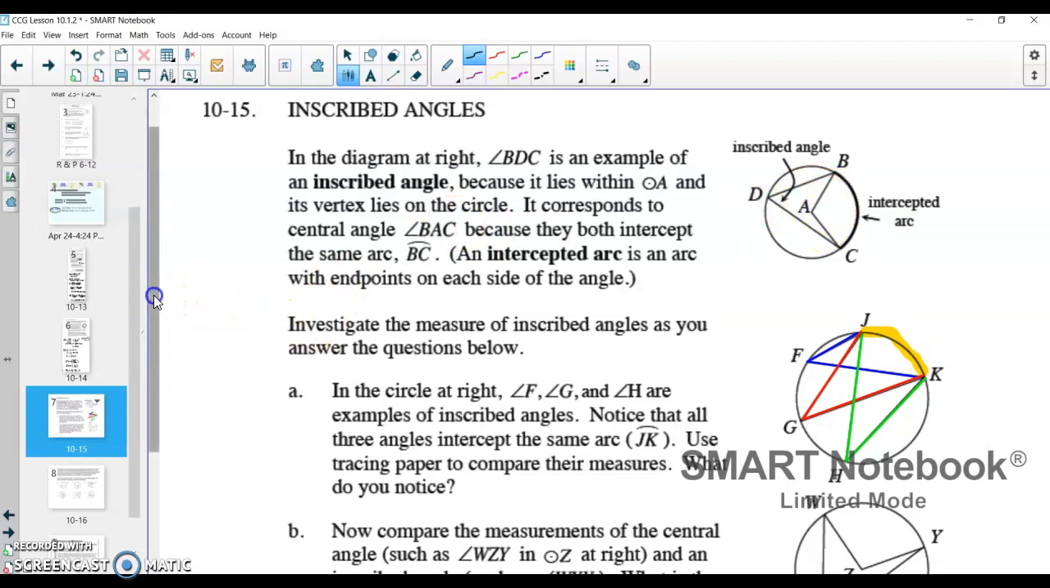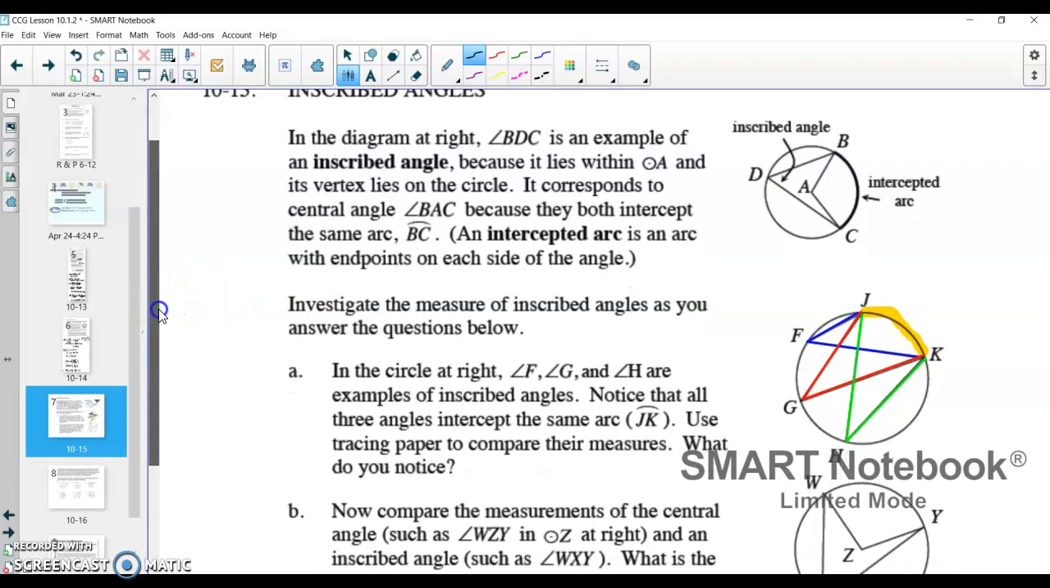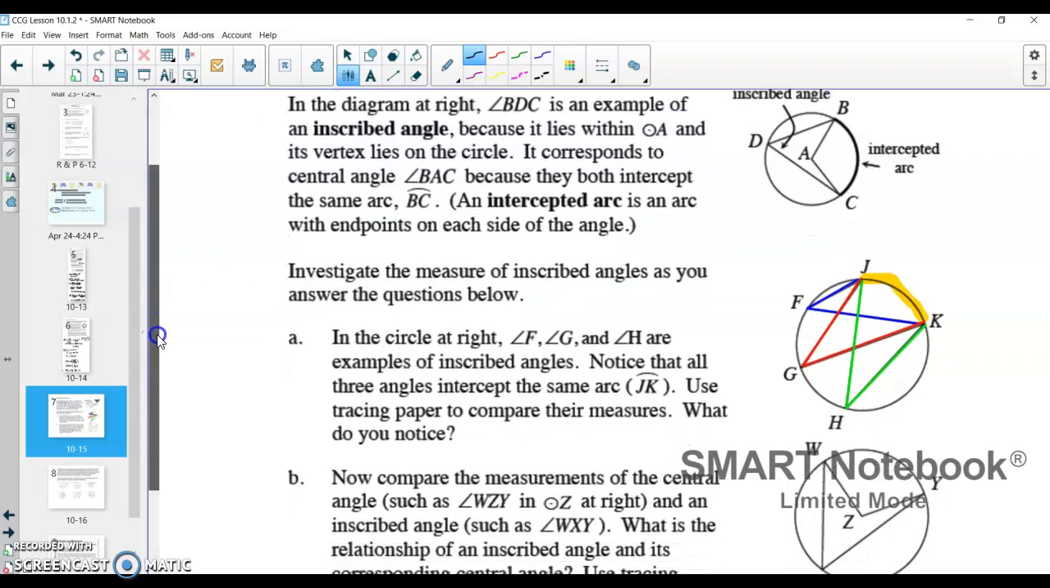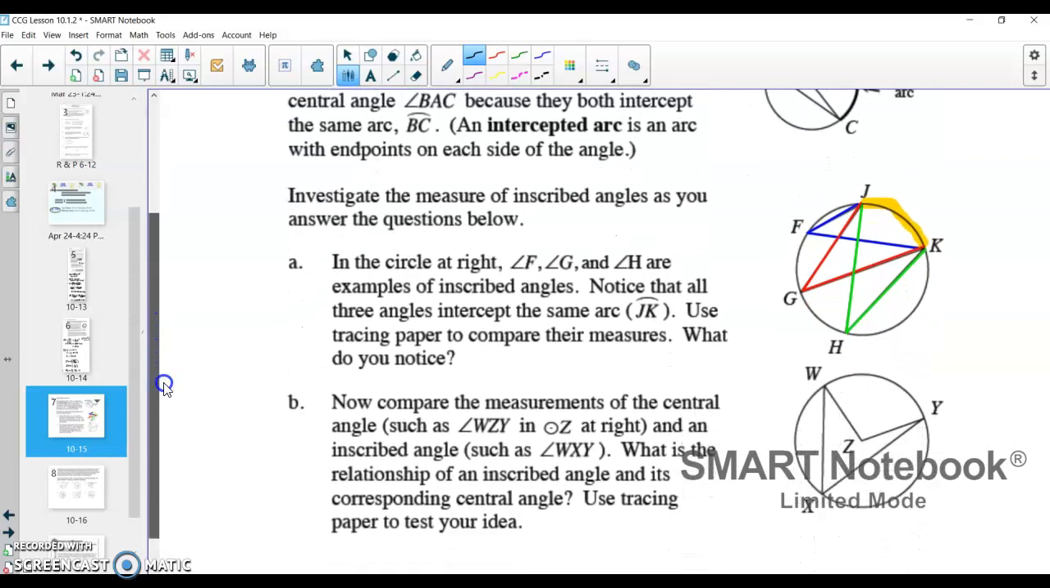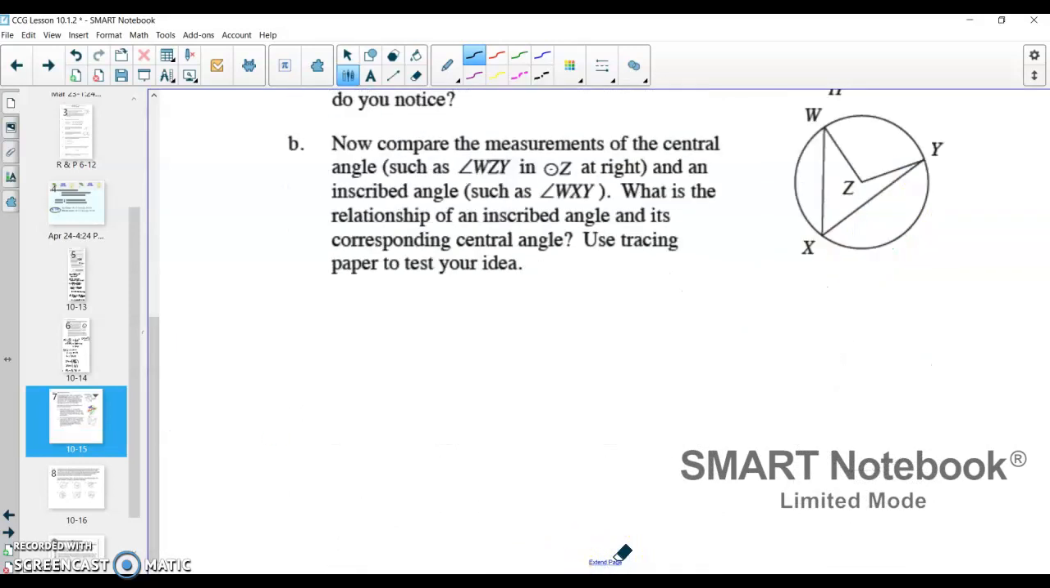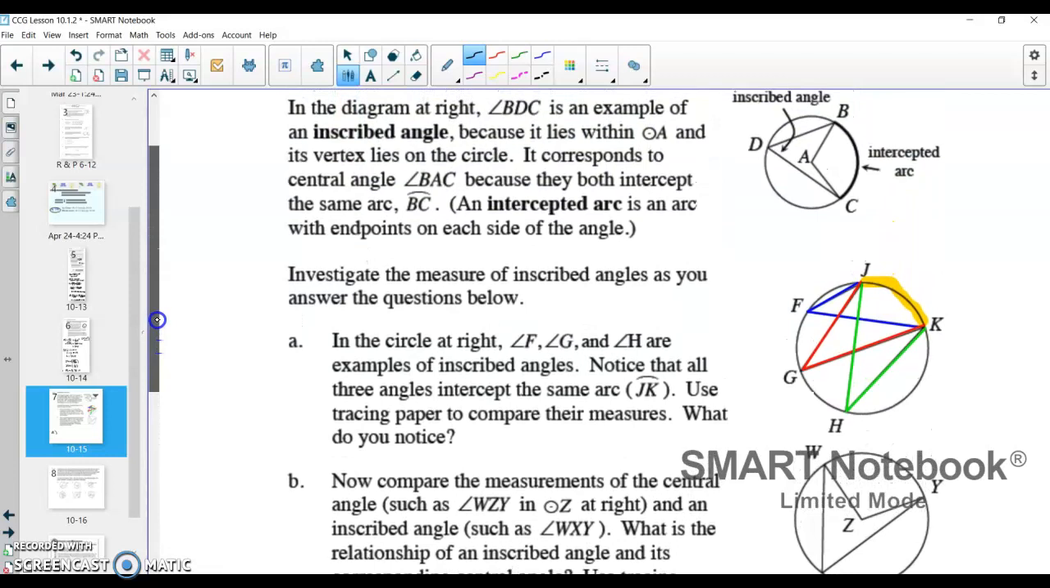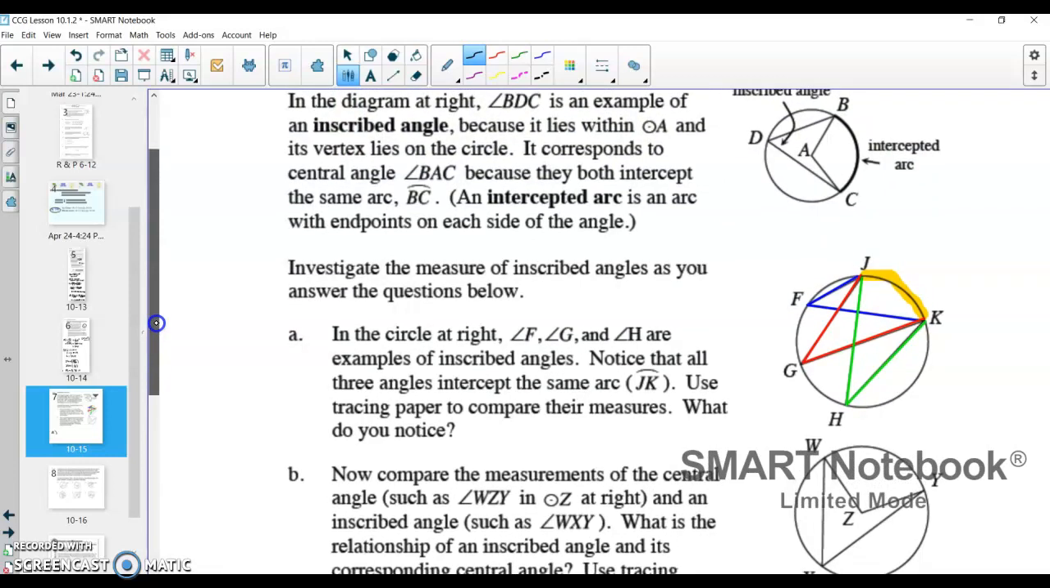Okay, investigate the measure of the inscribed angles as you answer the questions below. And so we won't actually be able to put number values on this, but we just want to look at this relationship. And this is where you just got to trust me, because this information I'm going to say is true. And we could see it, or you could look it up or whatever. You could use tracing paper if you have it to really check this. But it says in the circle at the right, angle F, angle G, angle H. So F is blue, G is red, H is green are examples of inscribed angles. All right, because their vertex is on the circle and they're making up some part of the arc. Notice that all three angles intercept the same arc, JK.